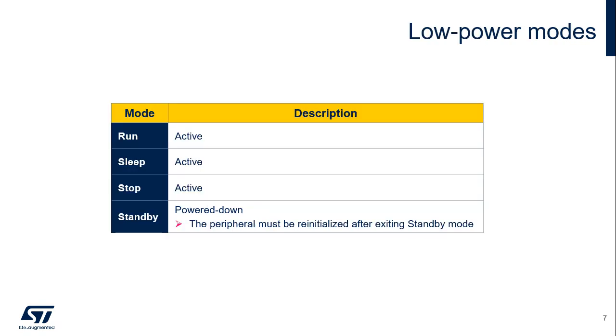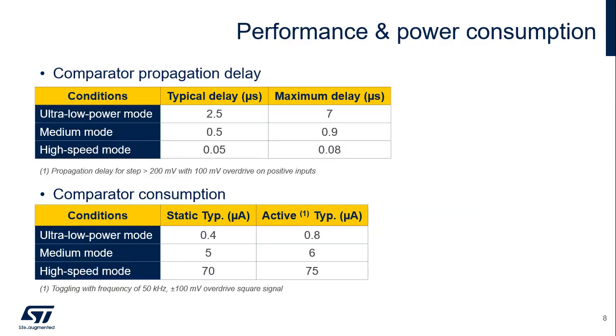The on-chip comparator remains active in the following modes: run, sleep, and stop modes. In standby mode, it's powered down and must be reinitialized for use if returning to one of the higher-powered modes. The on-chip comparator configuration capability allows the user to select the best performance point for the targeted application. It replaces the external standalone comparator, thereby reducing the bill of materials.